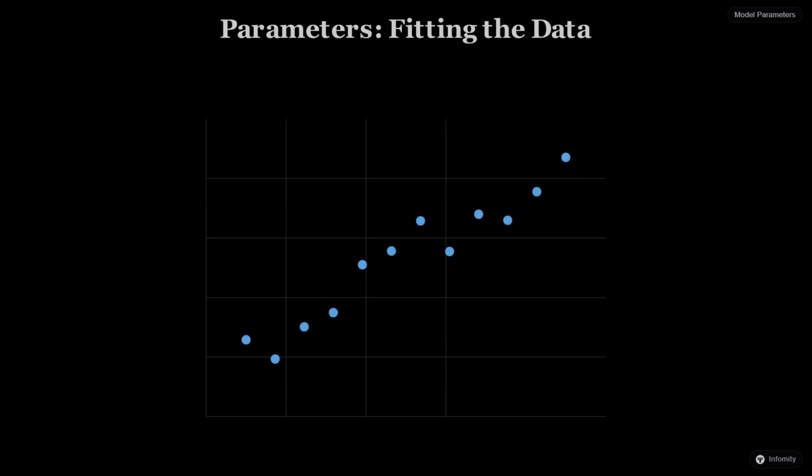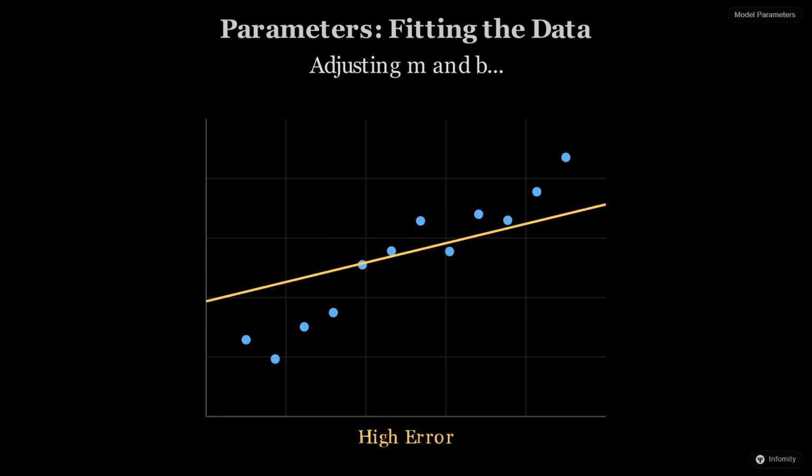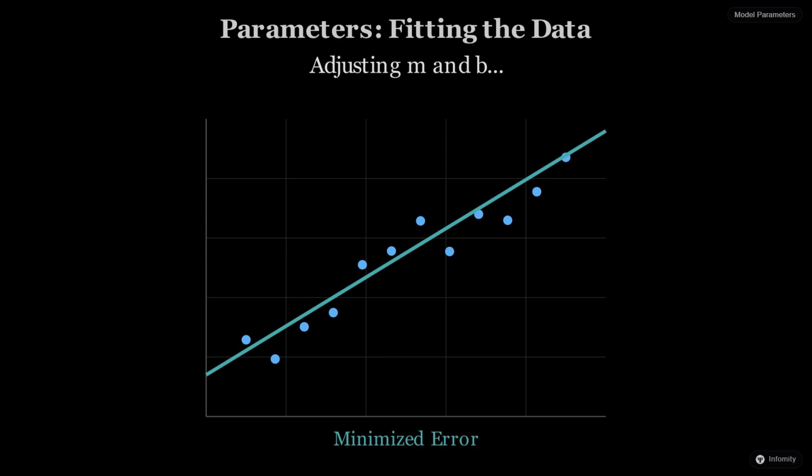Building on our linear model, let's see parameters in action as we fit data. Imagine we have a set of data points, and our goal is to find a line that best represents their trend. Initially, our line, controlled by m and b, might not fit the data well. Through the learning process, the model iteratively adjusts m and b. Watch as the line dynamically shifts, rotating and translating to minimize the distance to the data points. This continuous adjustment of parameters is precisely how the model learns the underlying relationship.